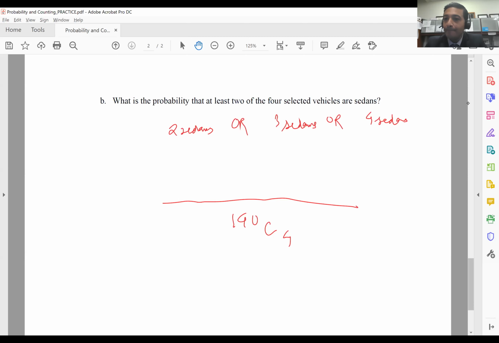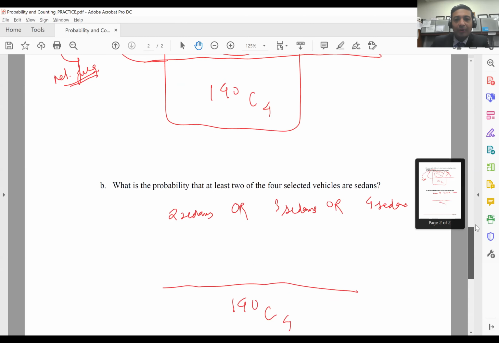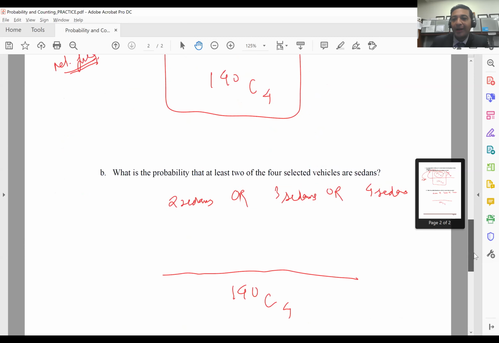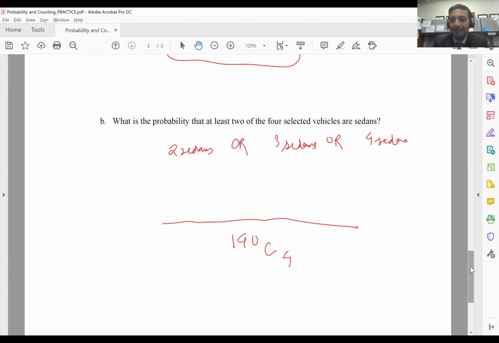Yes, no? Yes. So in the previous example, we just talked about the fact where all 4 are my sedans. So that value is 50C4, right? So of my 50 sedans, all 4 of them are chosen.